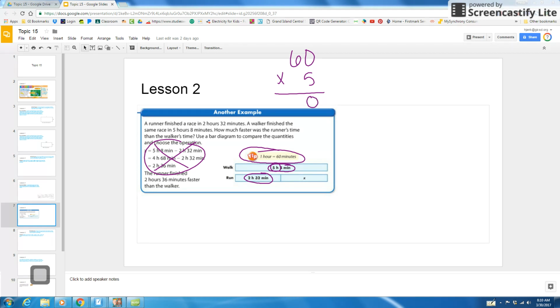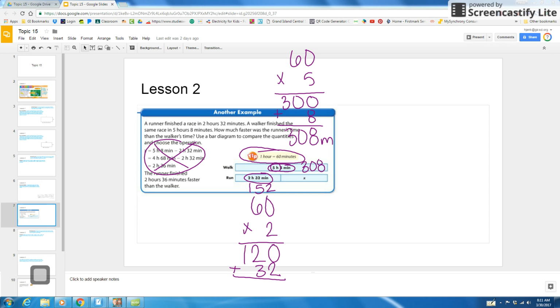5 times 0 is 0. 5 times 6 is 30. But I can't forget about my 8 minutes over here. So it's going to be 308 minutes. So I'm going to put that right here. Okay. Same thing with the 2 hours. I'm going to take my 60 minutes that I know is in each hour, multiply that by my 2 hours that I have. It's 120, but I need to add my 32 into that. So we get 152 minutes.